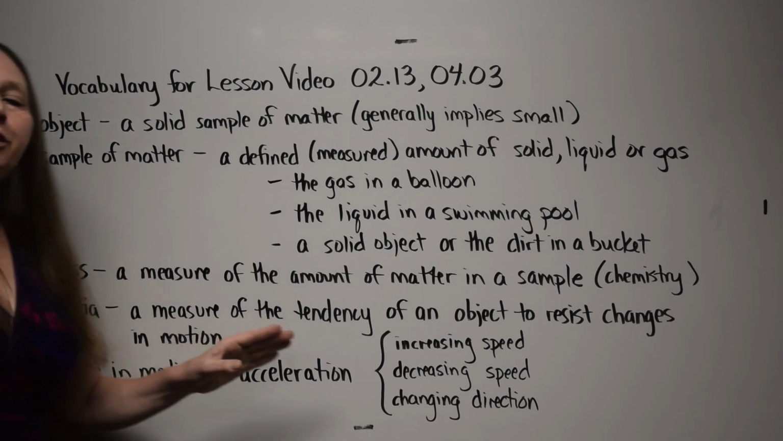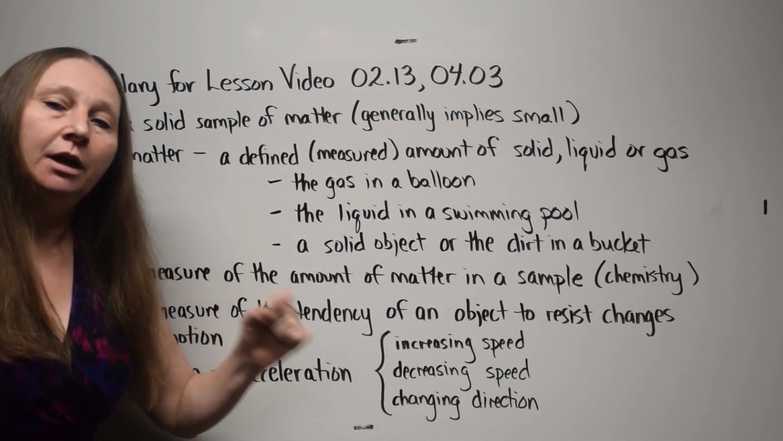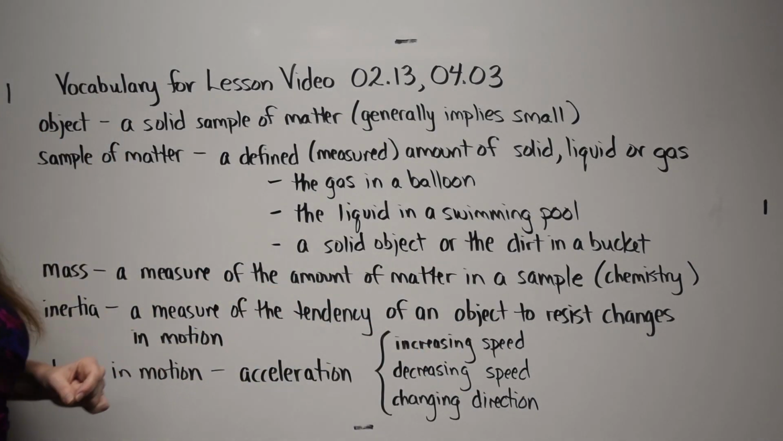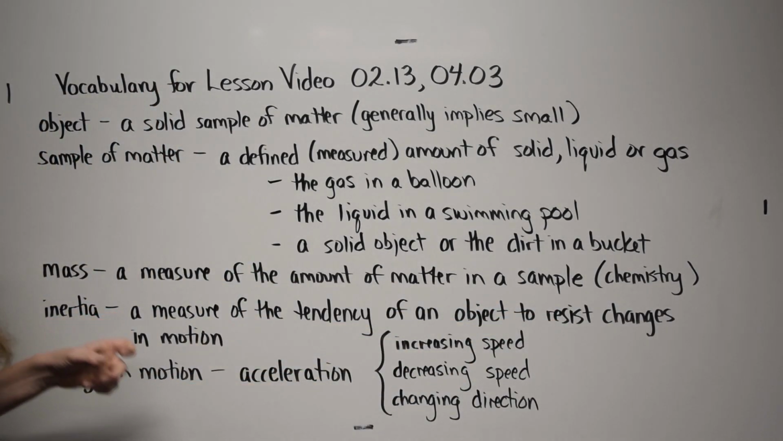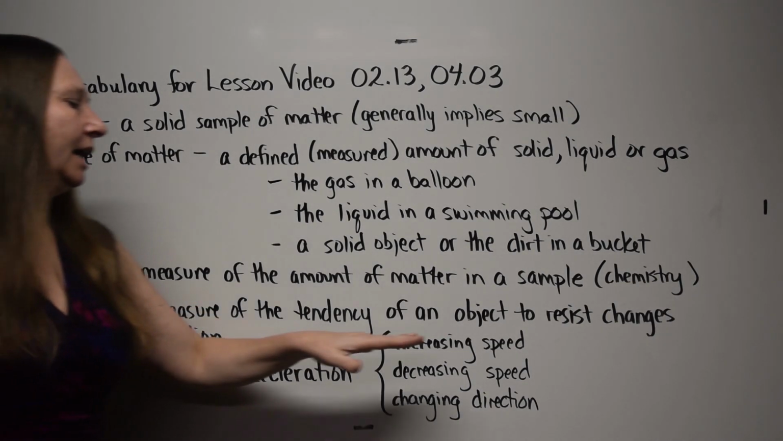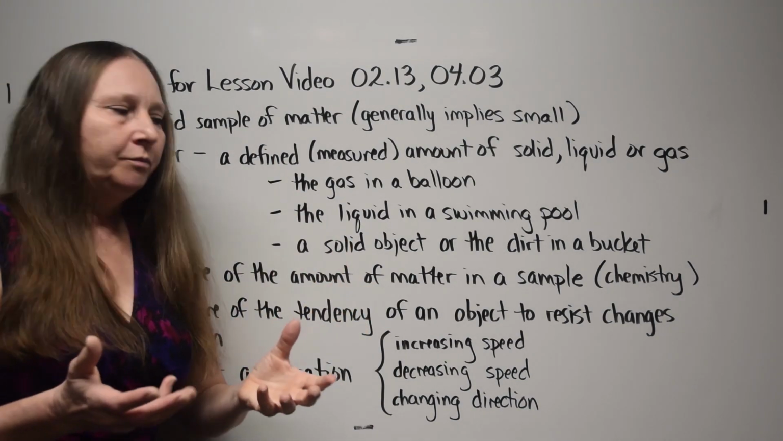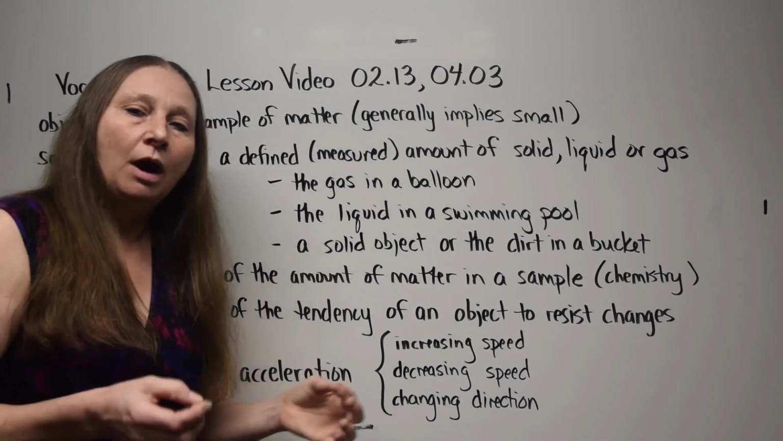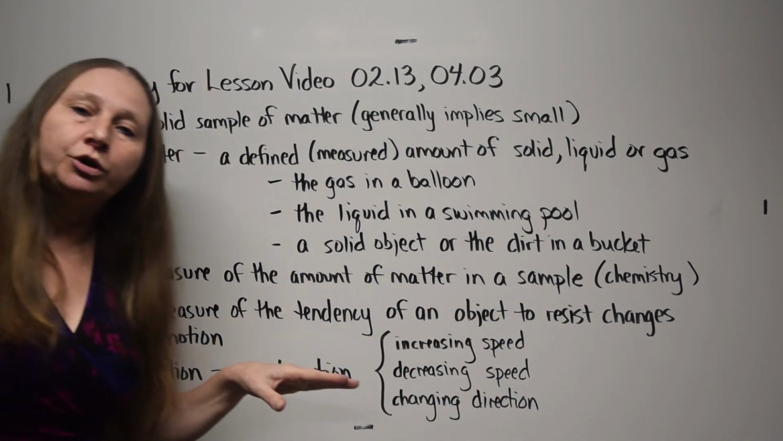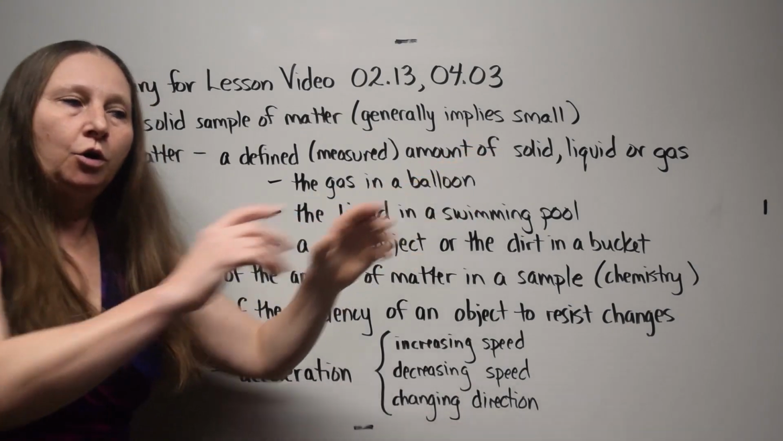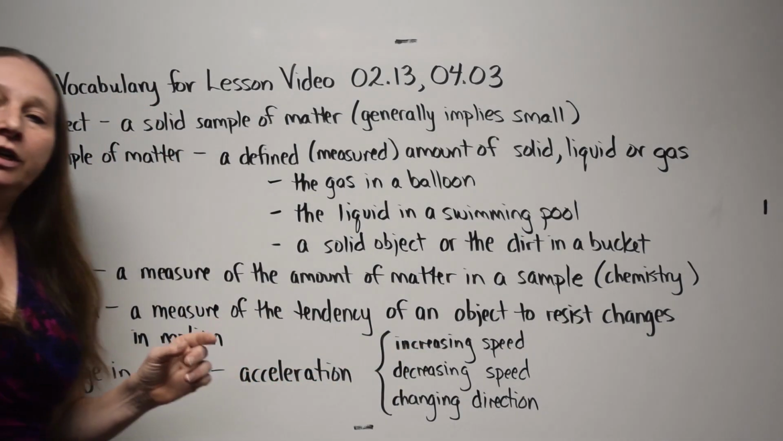Inertia: a measure of the tendency of an object. Now, actually, it's the tendency of a sample of matter. It does not have to be an object. A measure of the tendency of a sample of matter to resist changes in motion. So, for example, what if we had a cloud, which is made up of all kinds of liquid droplets? That cloud is going to resist changes in motion. In order to get that cloud to move, we're going to have to push it with a lot of wind, because it's going to want to resist changes in its motion.